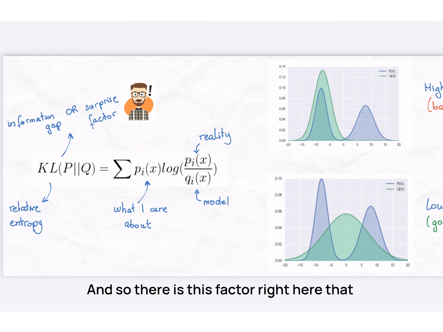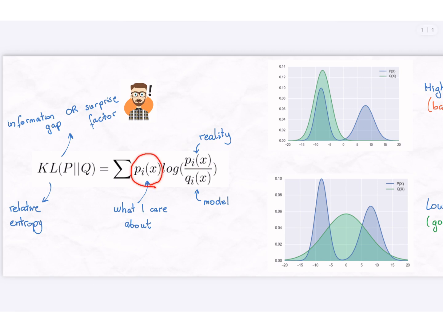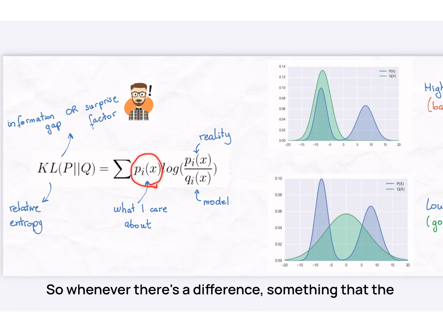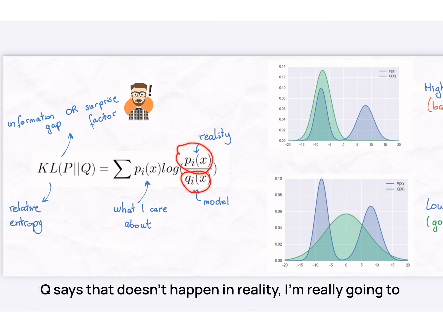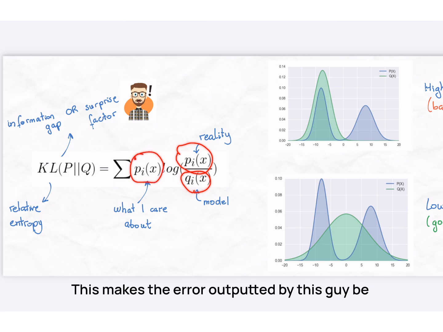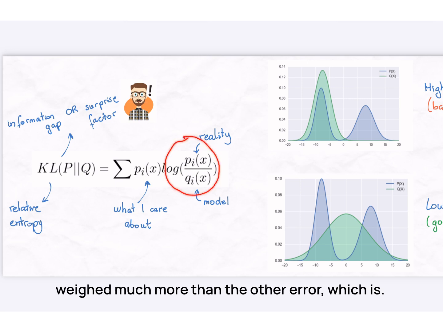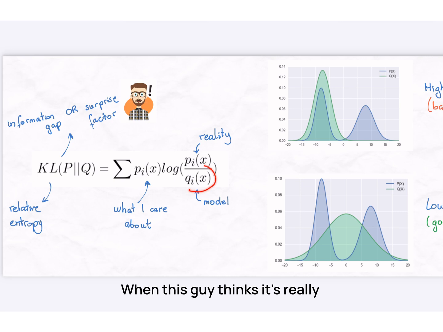And so there is this factor right here that tells us what we really care about. And what it says is basically we care about what happens in reality. So whenever there's a difference, something that the Q says that doesn't happen in reality, I'm really going to care about it because that's what I specified right here. This makes the error outputted by this guy be weighed much more than the other error, which is when this guy thinks it's really probable, but it didn't happen in reality. That's a big change, but since I don't really care about it, I'm not going to weigh it as much. So it's not going to factor into my KL.